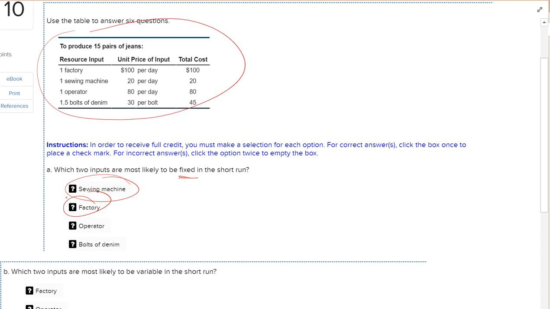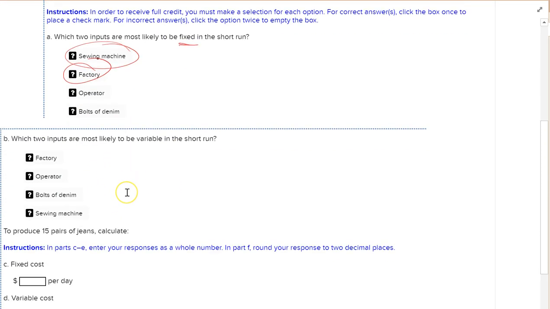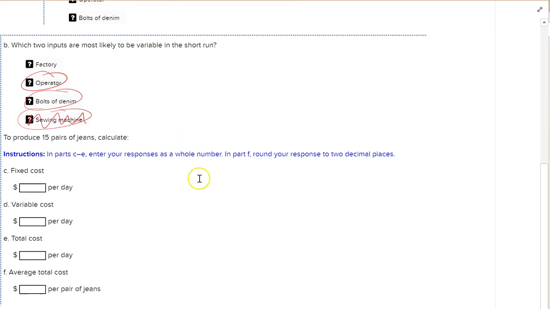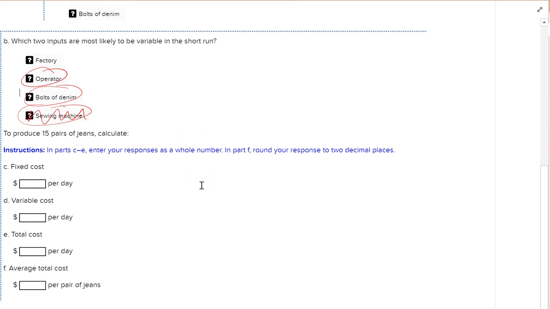And we call factory plant. And that's one of the hardest things to change, especially in the short run. By definition, short run means you have at least one fixed input. And that fixed input is almost always the plant or the factory. The other two, operator and bolts of denim, are going to be more changeable. So for B, which two inputs are likely to be variable in the short run, that's going to be the fabrics used and, oops, sorry about that, not sewing machine, operator. The number of workers hired, that tends to be more changeable or elastic, to use a term we've used.